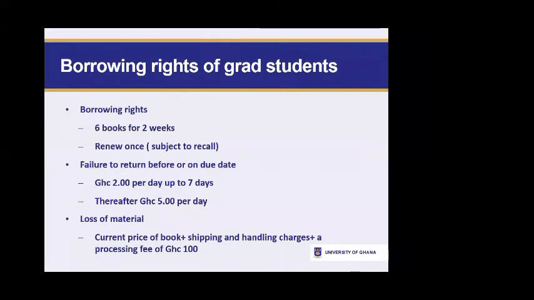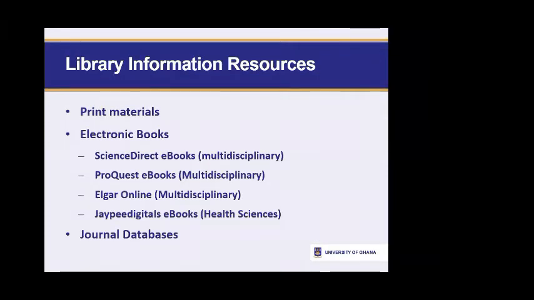And if you lose the material, you're going to pay the current price of the book plus shipping and handling charges and a processing fee of 100 CDs. So please take note and be aware that if you fall prey to this, you will have to redeem yourself before you can graduate, because the library normally sends lists of defaulters to the academic affairs and graduate school. If that becomes the case, please be sure that you go there quickly to redeem yourself, because this can delay your graduation. You'll be sitting at home thinking that your name is on the graduation list, and that probably may not be the case. So please be aware and return materials when you're done with them and on time.